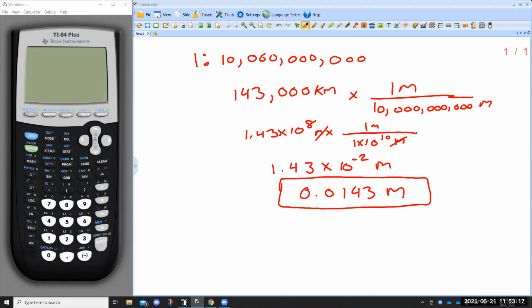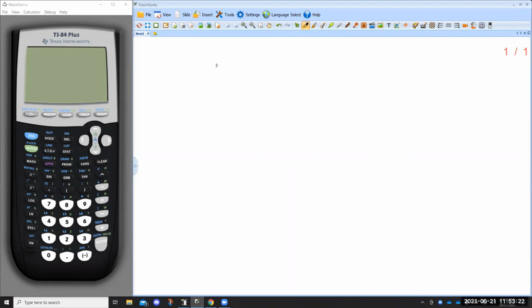Okay, so let's clear this. Let's move on to number 49. Suppose you are constructing a scale model solar system using a scale ratio of 1 to 100 billion again. In your scale model, what will be the distance from Neptune to the sun in meters? The distance from Neptune to the sun is 4,497 kilometers.